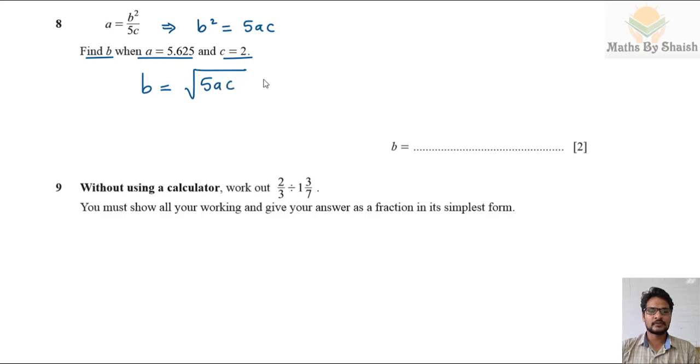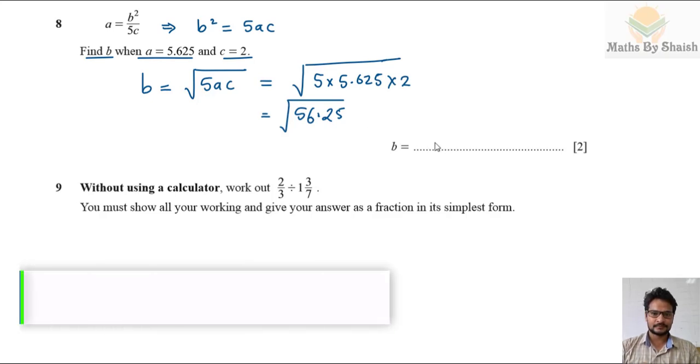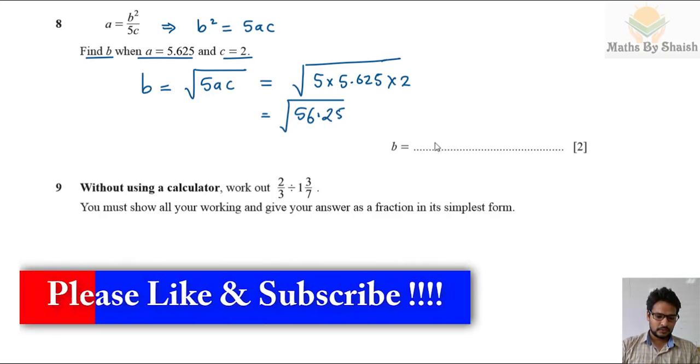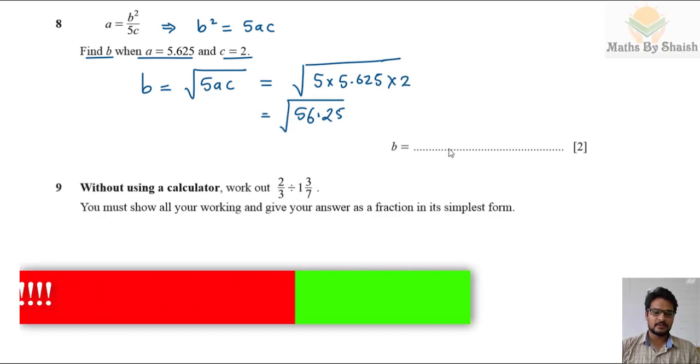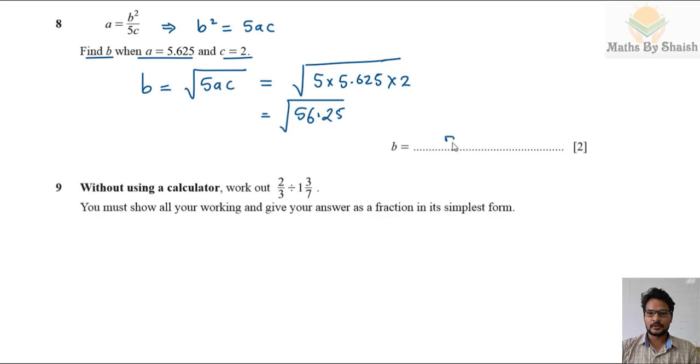So first of all, once we make b the subject, we can simply substitute the values. So 5 into a is 5.625 into 2, and 5 2s are 10, so it is simply 56.25, and we can get this answer. Root 56.25 is 15 over 2, that is 7.5.